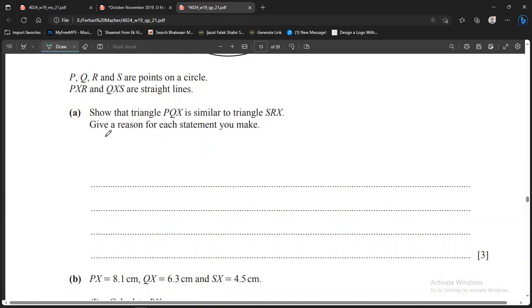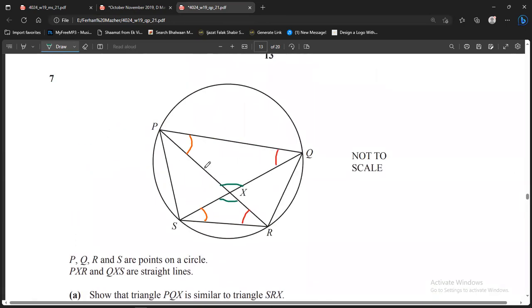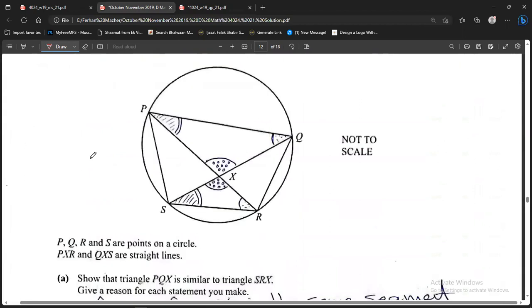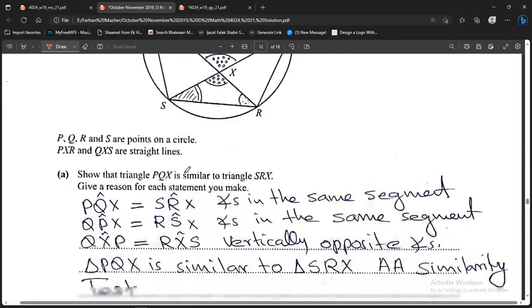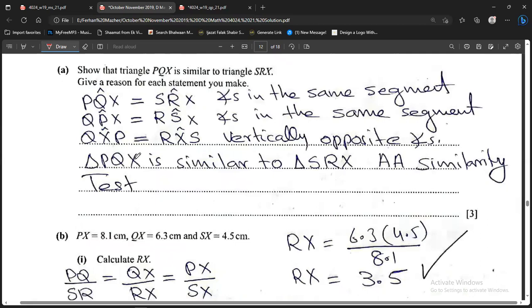From the diagram I have tried to explain to you. So let me show you how I have done this. This angle equals this angle: angles in the same segment. This angle and this angle are the same because they are angles in the same segment. This angle is the same because they are vertically opposite angles. So now listen carefully. Angle PQX equals angle SRX, angles in the same segment. Angle QPX equals angle RSX because these are angles in the same segment.